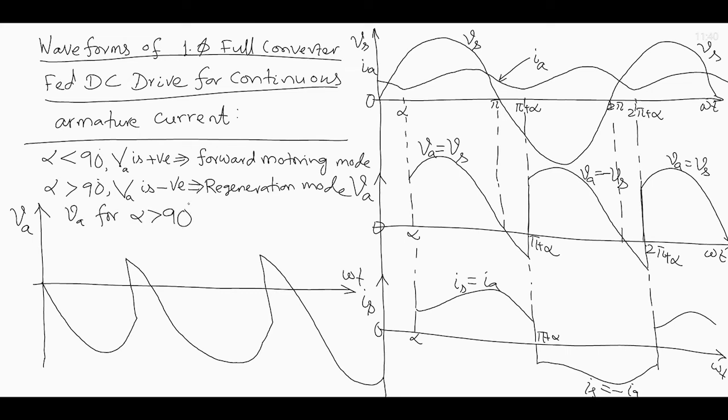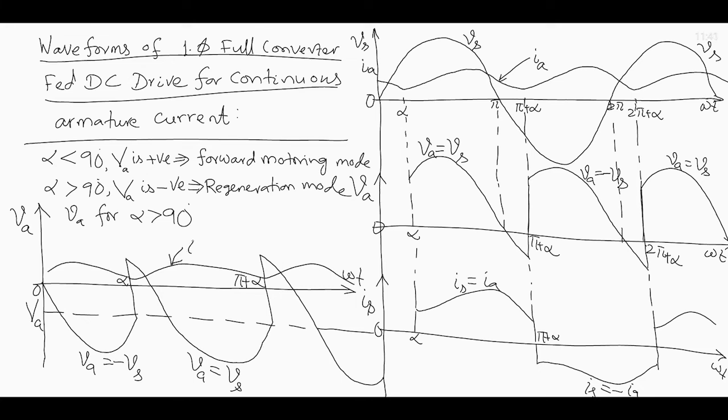As you can see, from 0 to alpha, this is the firing angle alpha, VA is minus of Vs, and from alpha to pi plus alpha, VA is Vs. Average output voltage is negative, which is the DC value, but motor current is always positive, indicating average output voltage is negative, average motor current is positive, indicating regenerative braking mode of operation.